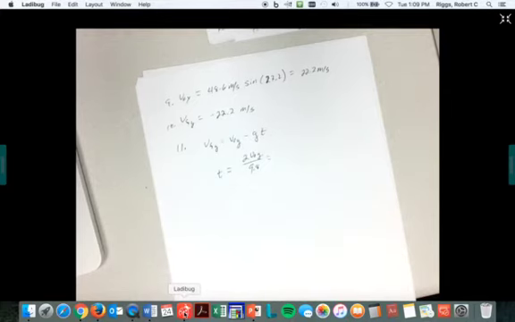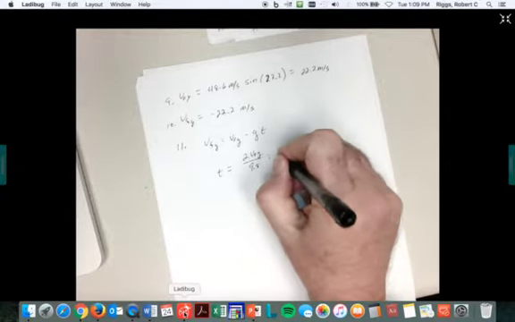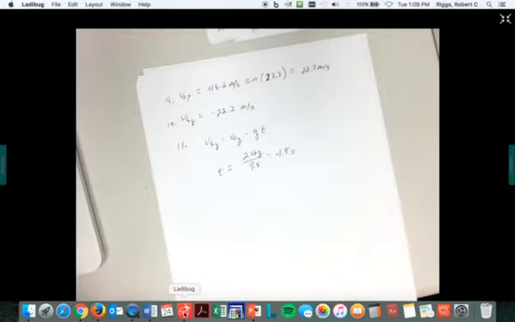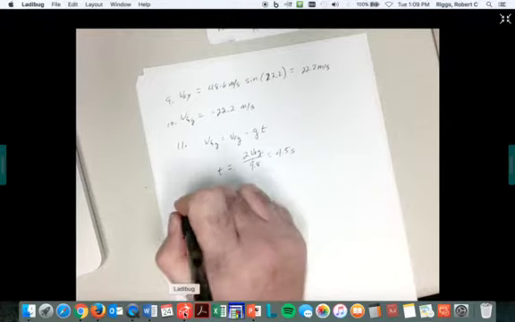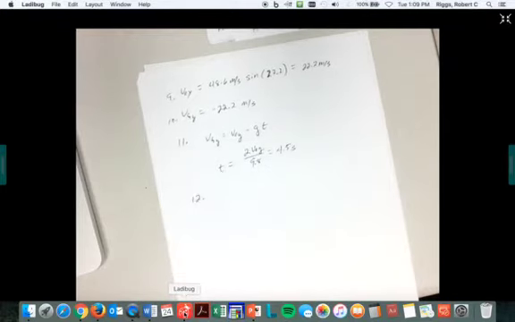So for the Aaron Judge problem, our hang time, this is a hang time thing, we've got 2 times 22.2 divided by 9.8. Whoa, it's up there in the air 4.5 seconds. Okay? All right, now for 12, the range.